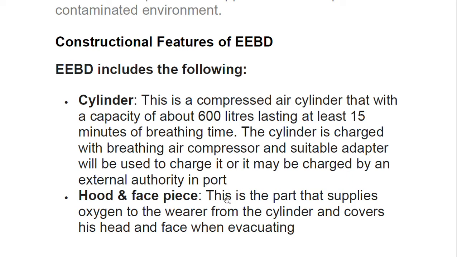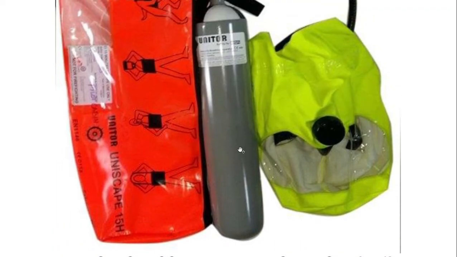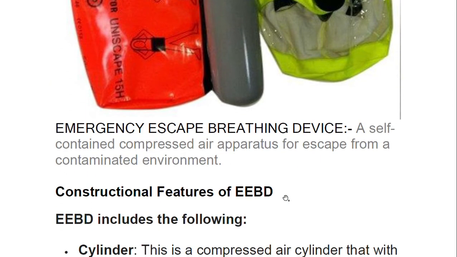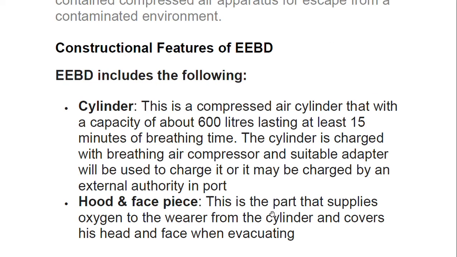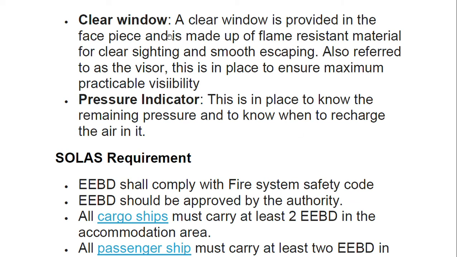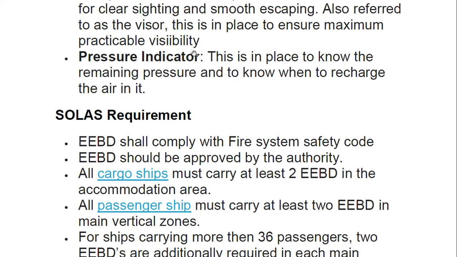When we talk about the hood and face piece, here you see the cylinder of 600 liters, and this is the hood or face piece. This is the face shield, which is fire resistant. The hood and face piece supplies oxygen to the wearer from the cylinder and covers his head and face when evacuating. A clear window is provided in the face piece, made of flame resistant material for clear sighting. It is also known as the visor.